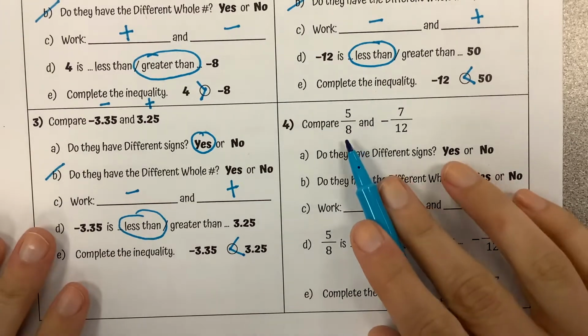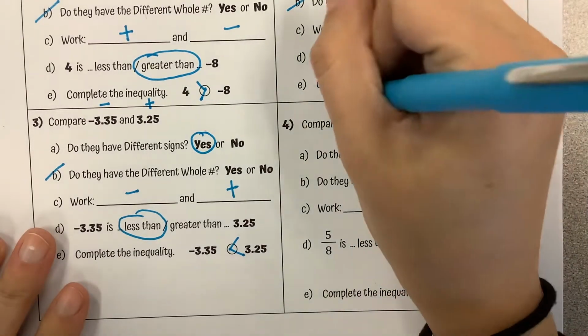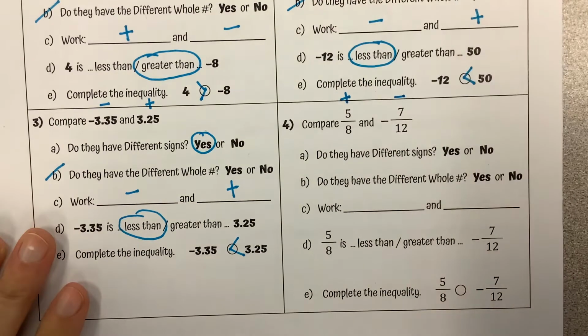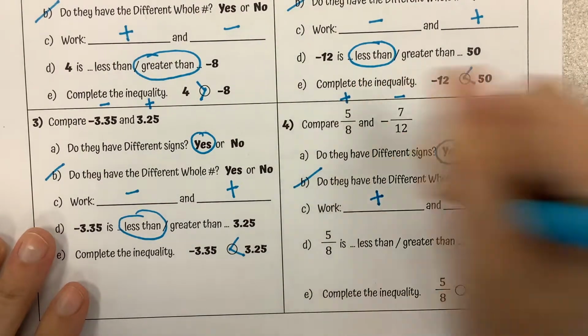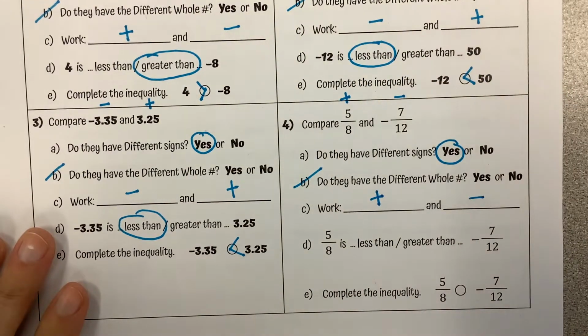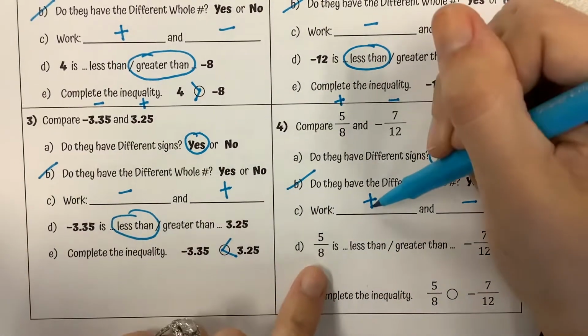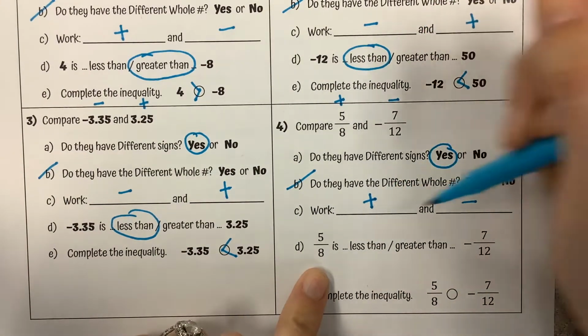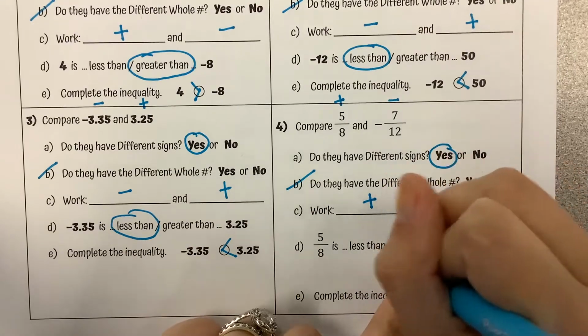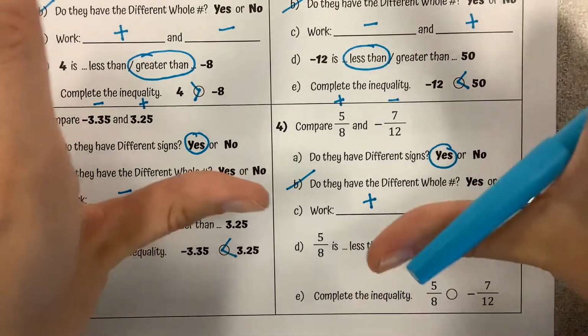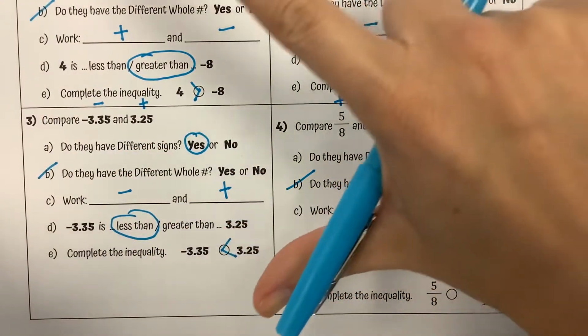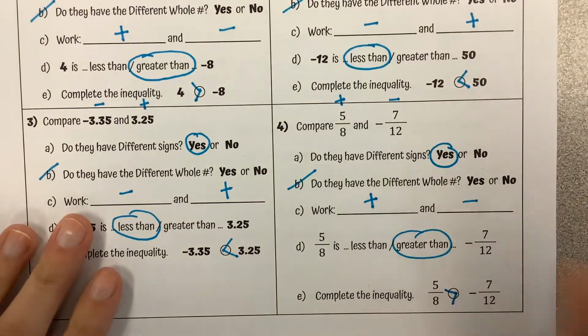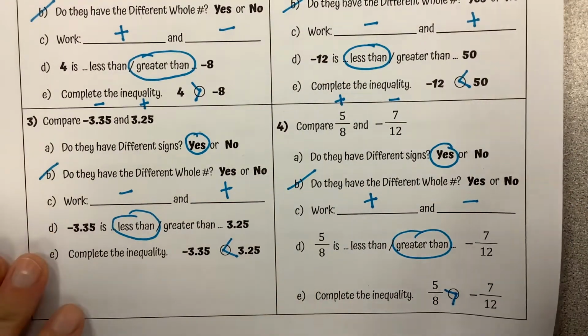And then comparing 5/8 and negative 7/12. So this is a positive. This one is a negative. So do they have different signs? Yes. That means we don't have to ask that second question. My work, positive versus negative. So 5/8 compared to the negative, the positive is always greater than a negative. So greater than is my right hand. Turn it, that's what our symbol looks like, the greater than symbol. So that's when they have different signs. That's easier. We don't have to do a lot of work.